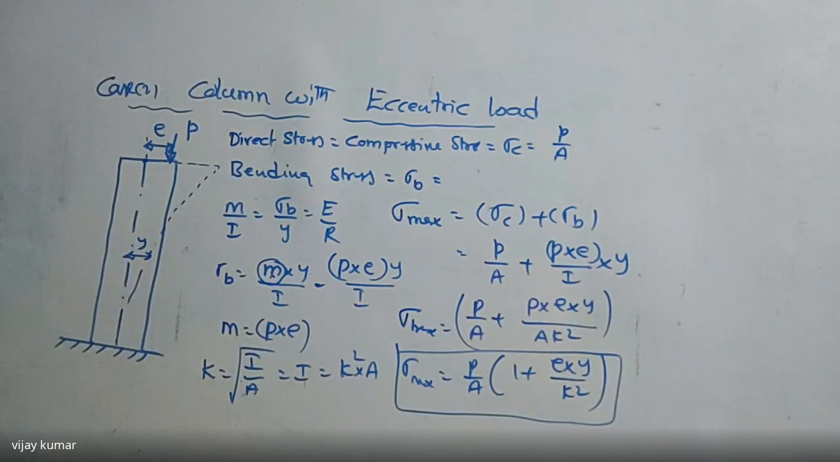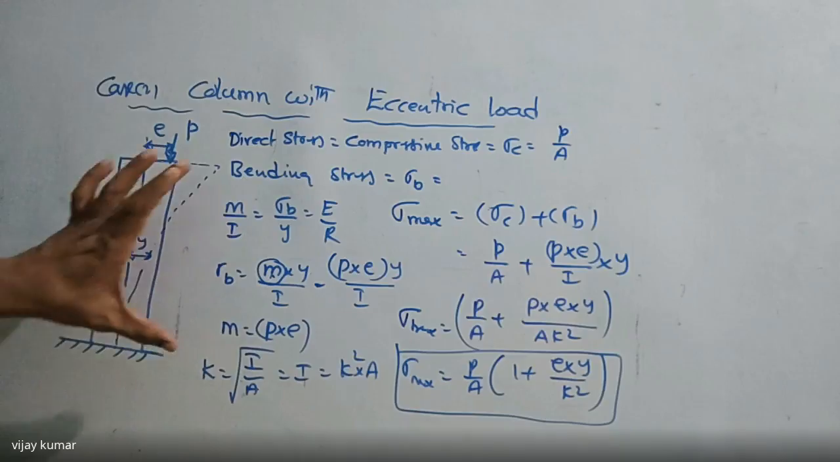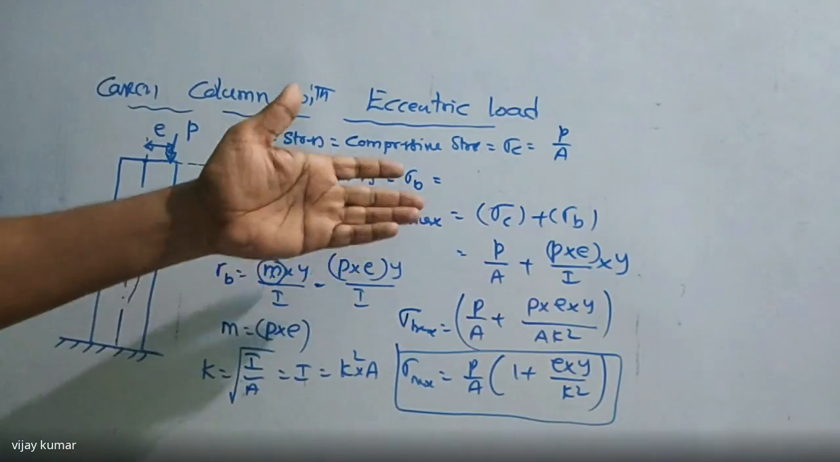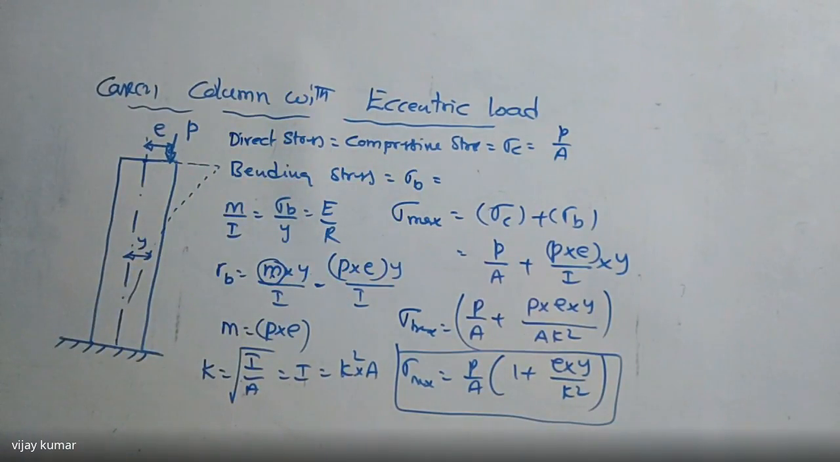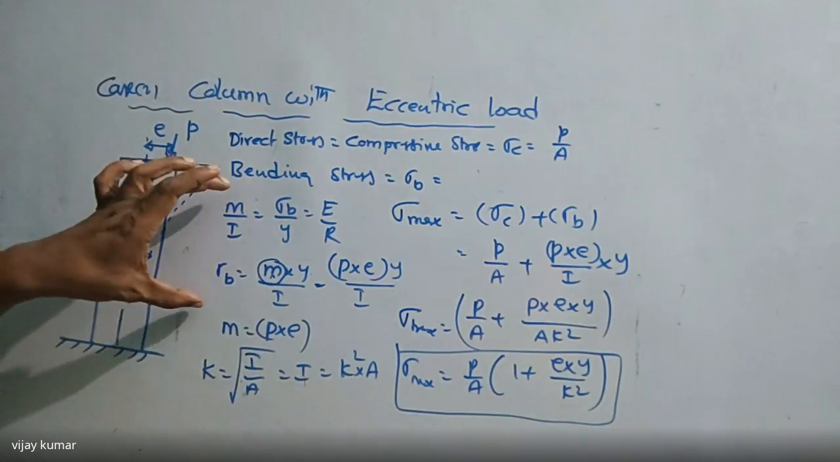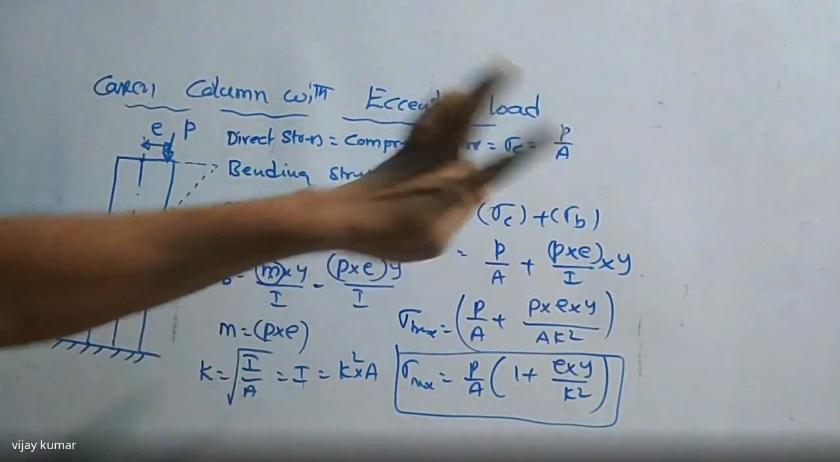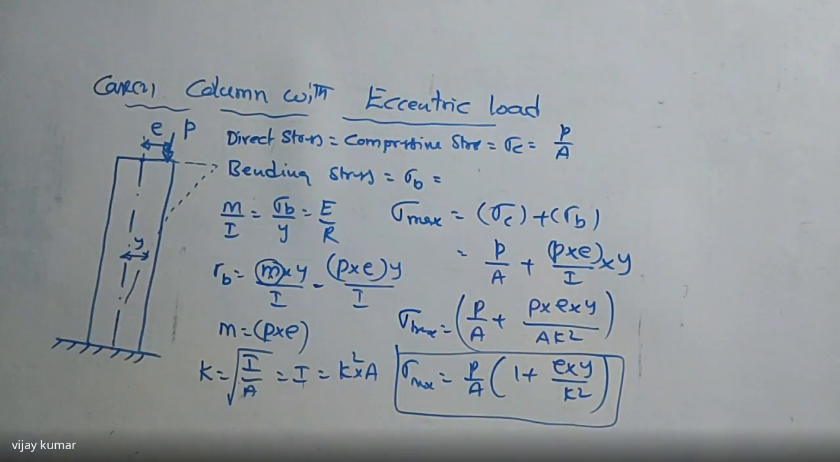So what is the safe load here? We are going to find the safe load. This is the formula according to Rankine's method. What is Rankine's method here? We know the total stress is equal to the compressive stress plus the bending stress. This is the analysis with respect to Rankine. Now here, what is the safe stress?